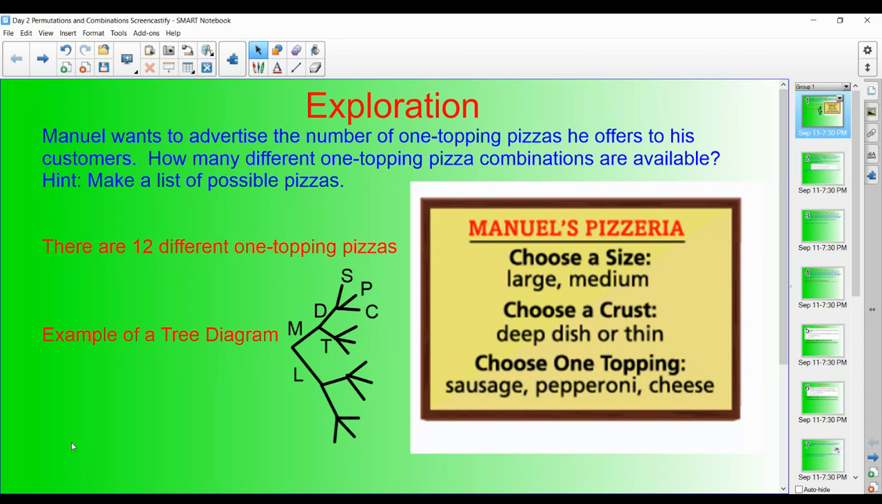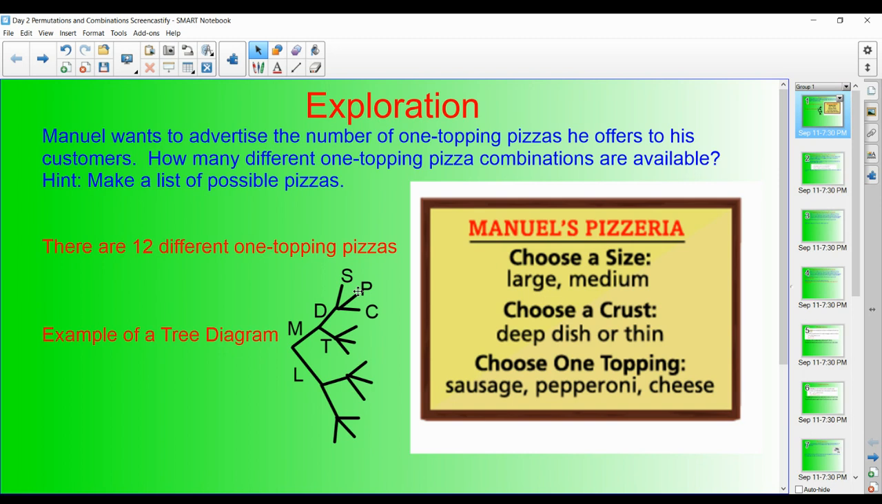Anyone can pick a size, a crust, and one topping on their pizza, and we have to figure out how many different pizza combinations are available. Manuel says there's two different sizes, a medium and a large. Then we could choose a deep dish or a thin crust, and from there we can choose the topping. So if I wanted a medium deep dish pizza with pepperoni, that would be one of my options.